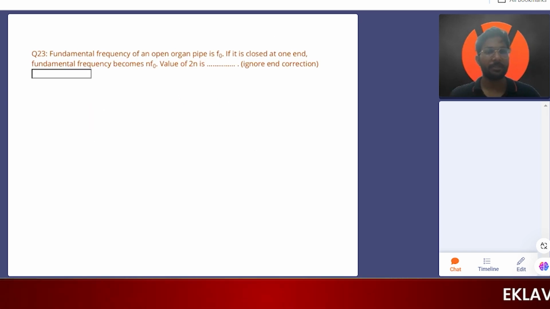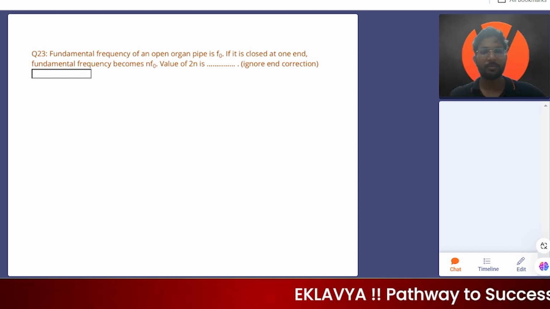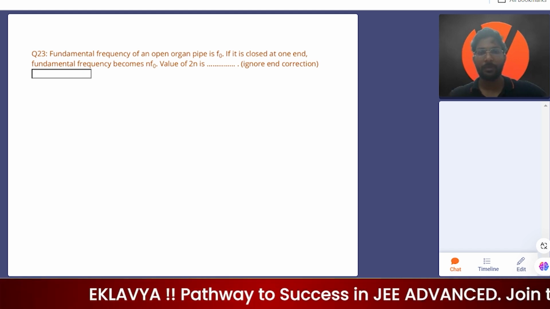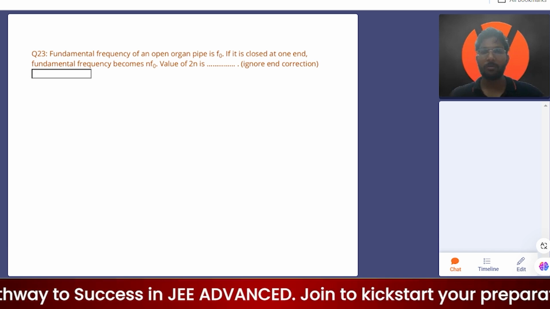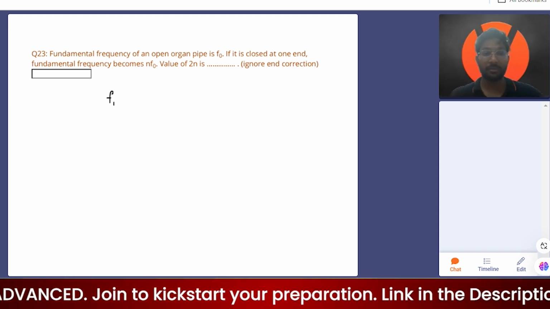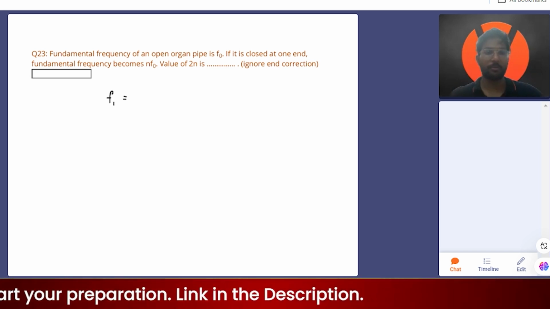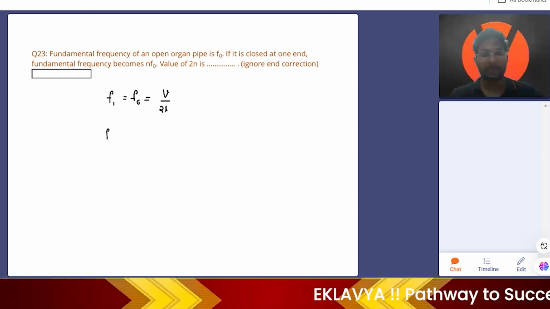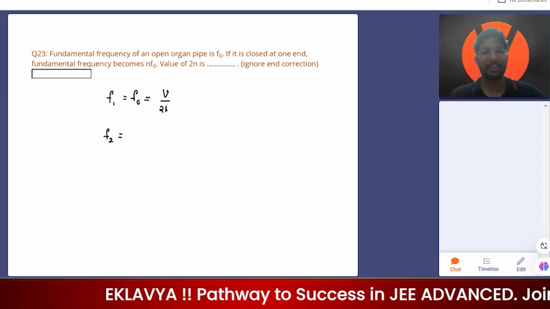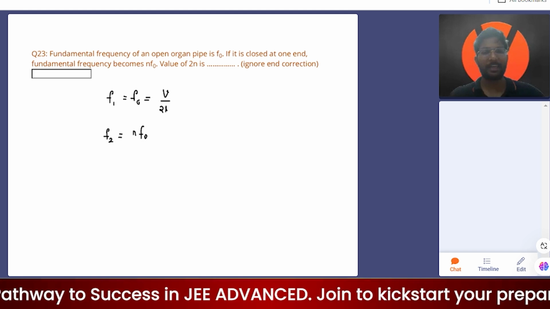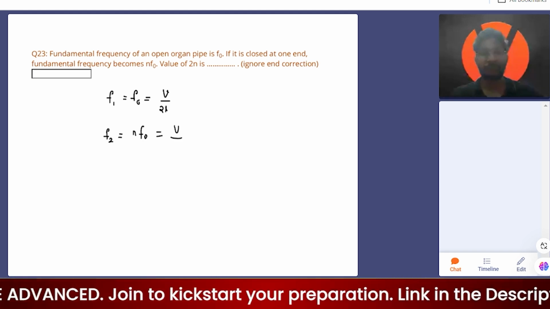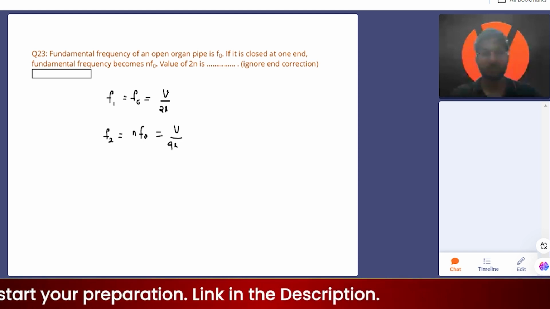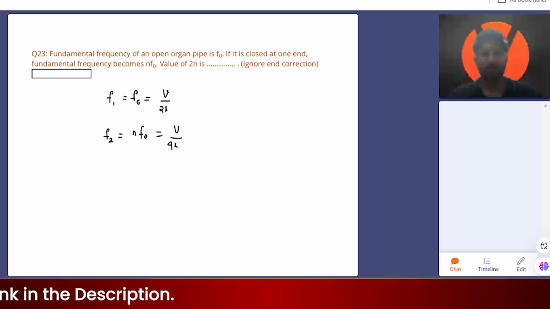Question 23. Fundamental frequency of an open organ pipe is F0. If it is closed at one end, the fundamental frequency becomes n times F0. Okay. So for open pipe, I will take it as F1. F1 value is F0 they said, where this F0 value shall be equal to V by 2L. Whereas for closed organ pipe, I'll take it as F2, which they gave as n times F0, but this shall be equal to V by 4L.